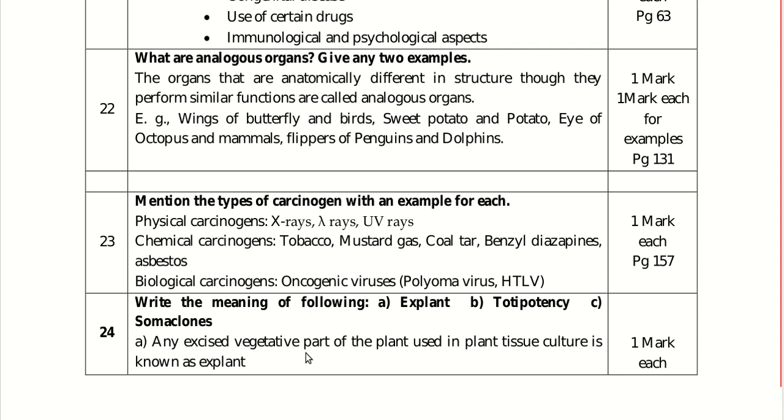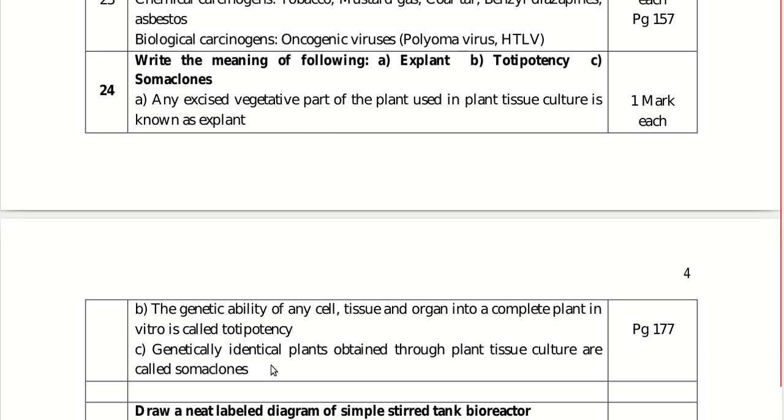Write the meaning of the following. 24th question, it is explant, totipotency and somaclones. Explant is any excised or separated vegetative part of the plant which is used in plant tissue culture. Any excised vegetative part of the mother plant which is utilized in plant tissue culture is termed as explant. Totipotency is the genetic ability of any cell, tissue and organ to form a complete plant in lab conditions or in vitro. So somaclones are genetically identical plants obtained through plant tissue culture, which are also called clones.